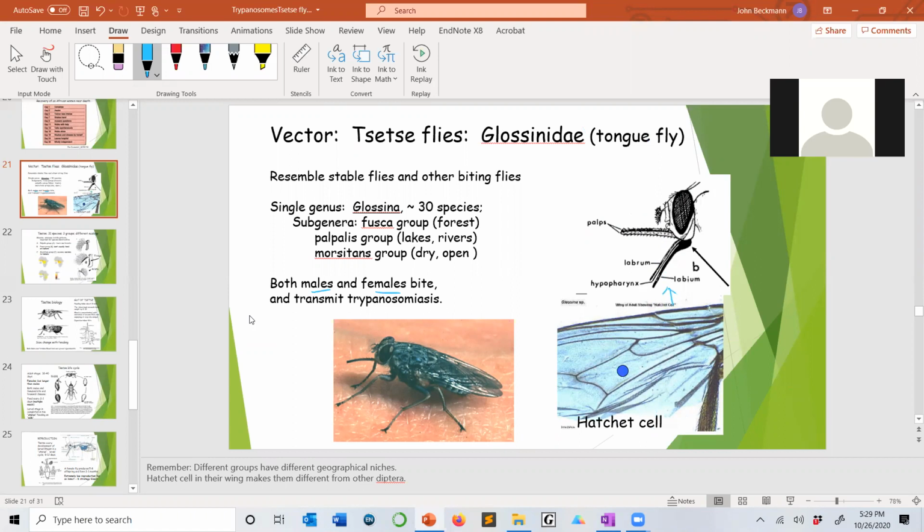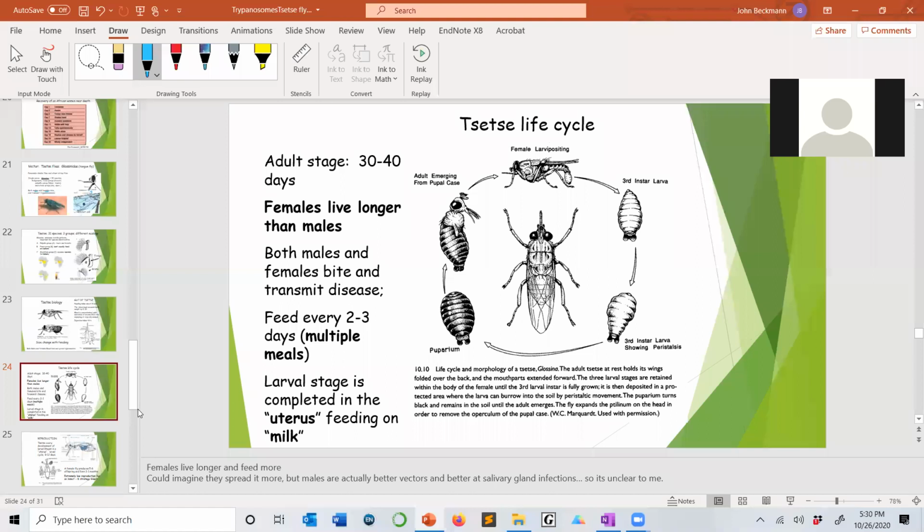They are holometabolous. I'll go into this in detail because this is a very interesting life cycle, but just remember for now, they're holometabolous. So they go through larvae, pupae, adult stage.